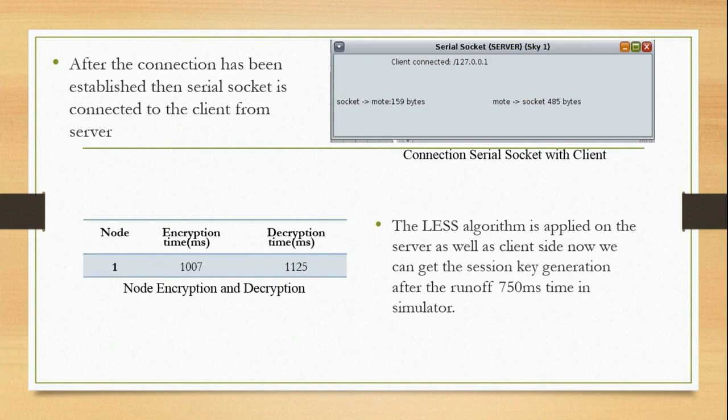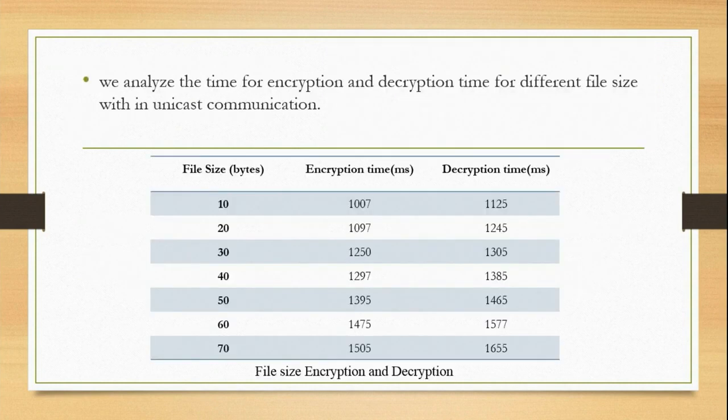In this I used the algorithm in the unicast system. With one node, the encryption time is 1007 while the decryption time is 1125. Then I increased the file size, as you can see: 10, 20, 30, 40 bytes. I am increasing the bytes and observing the encryption and decryption time for each file size.